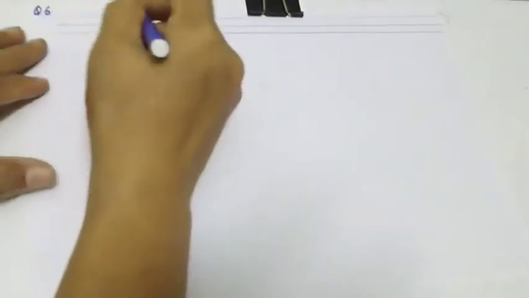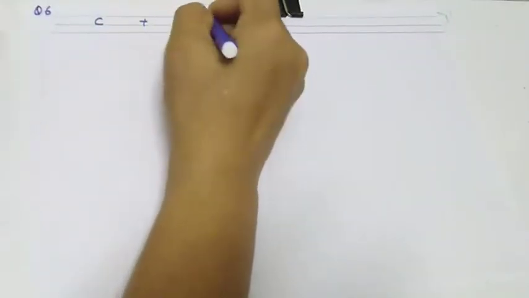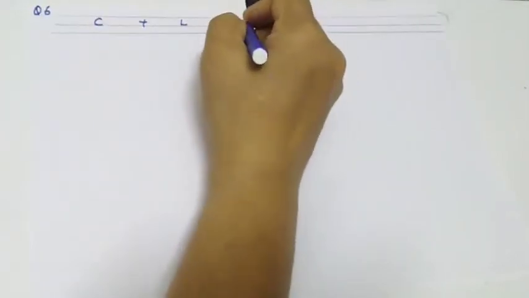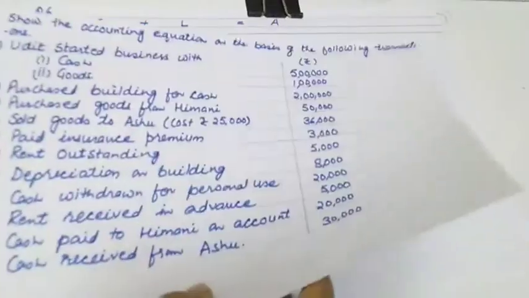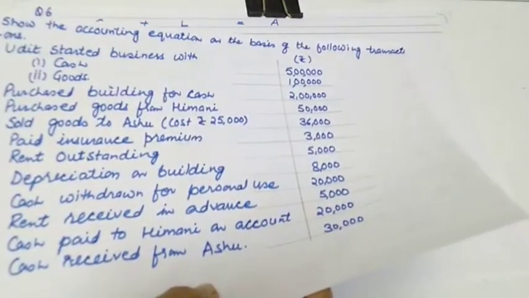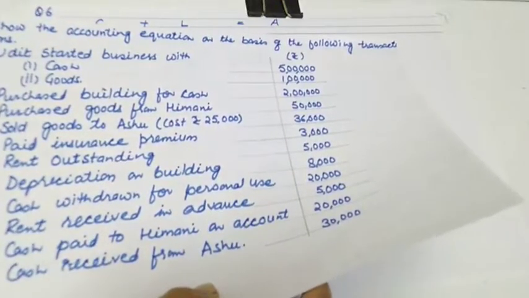So this is my question number 6. Here I am writing C plus L is equal to A, and here I will be making a list of various assets. Now let us see the first transaction. Udit has started business with cash and goods. So he is starting his business with two items, one is cash and another is goods.